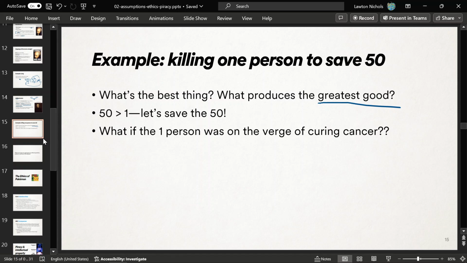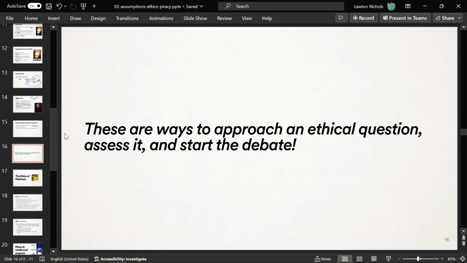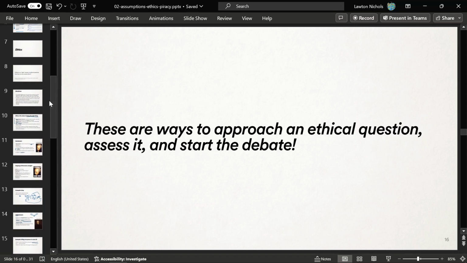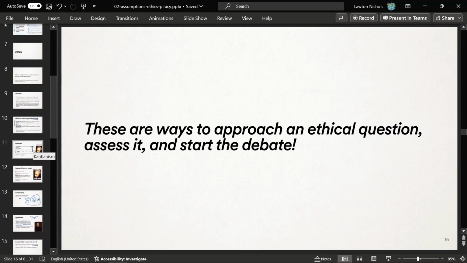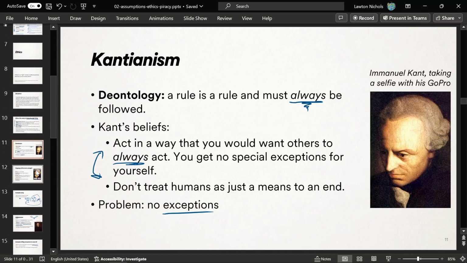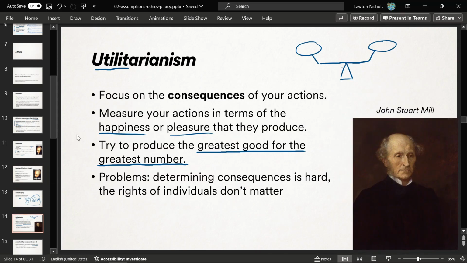So that's utilitarianism. It's just a way of looking at or approaching a problem, just like Kantianism. These are just ways to approach a problem, assess it, start the debate in your own mind. There's no right answer. You can't just say, all right, I think this is correct because Kantianism thinks it's correct. That wouldn't get you any points on an essay. You use the ideas as firepower. That's where I'm going with that. So are there any questions about those two kinds of ethical theories? You got Kantianism, you got utilitarianism.